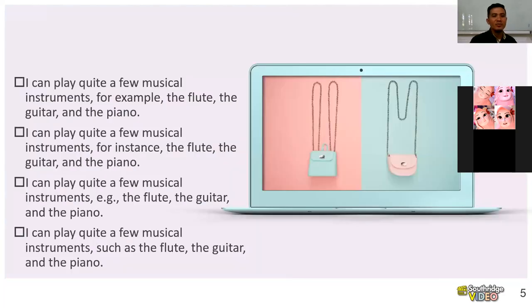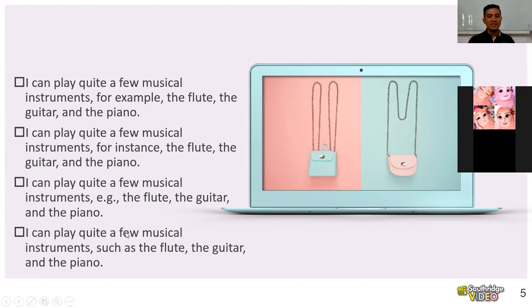Okay, so here is an example. I can play quite a few musical instruments, for example, the flute, the guitar, and then the piano. Pay attention to the punctuation. I can play quite a few musical instruments, for instance, the flute, the guitar, and the piano. It is just the same as the first example. And the next example: I can play quite a few musical instruments, e.g. the flute, the guitar, and then the piano. I think this is also similar.